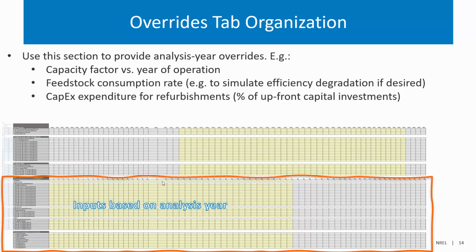The second section of the Overrides tab is parameters that vary on an analysis year basis. These are things like efficiency, or how much feedstock you are consuming per unit input. What is the utilization of the equipment year over year? Do you have any capital expenditures that are associated with any of the CapEx line items? So for example, if you have a refurbishment event, you would specify that 30% of my compressor gets expanded every 5 years of operation. And this is where you would specify those refurbishments or any other capital expenditures or anything else that is related to year of operation and not related to calendar year. The model is going to line those up internally, but this is where you would specify things that are done based off of year of operation rather than based off of calendar year.